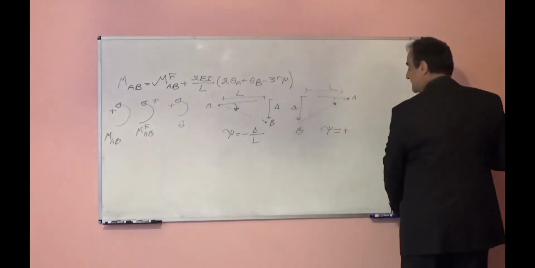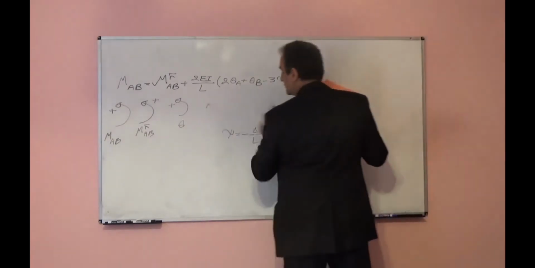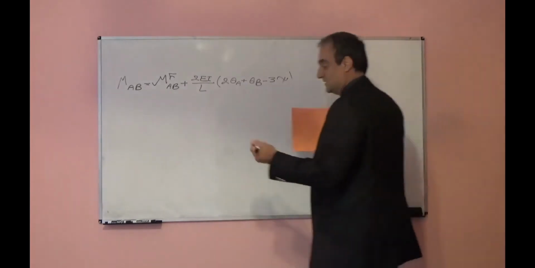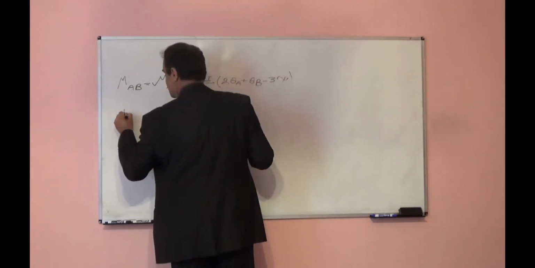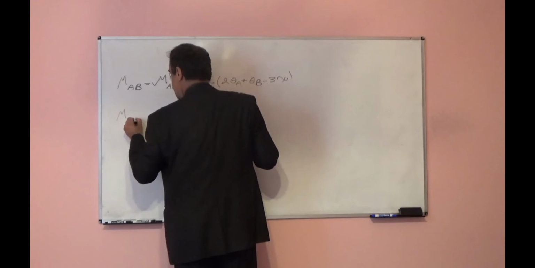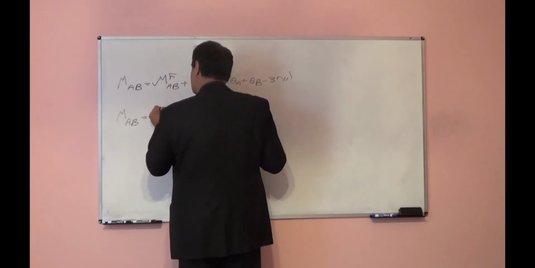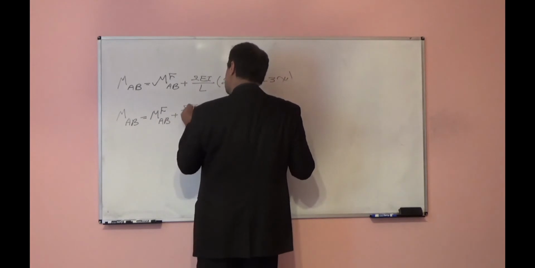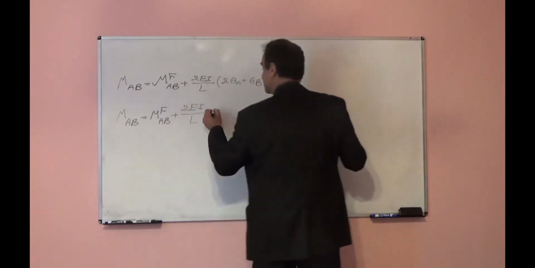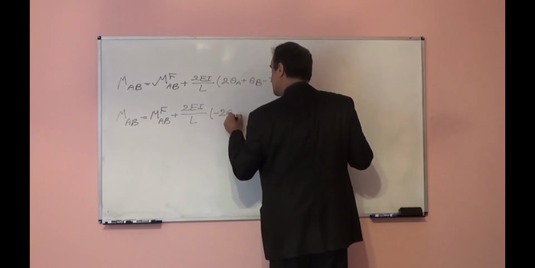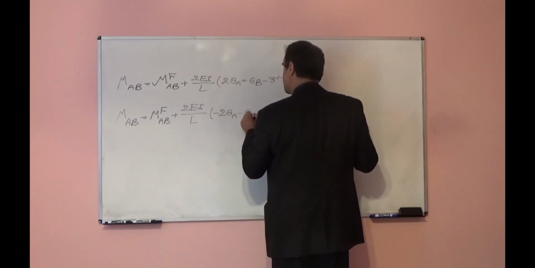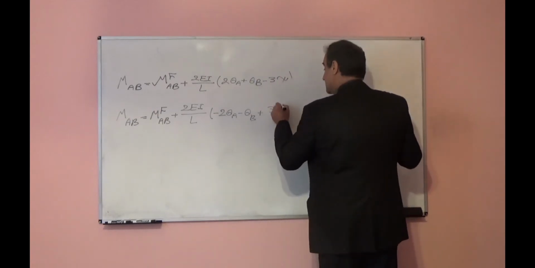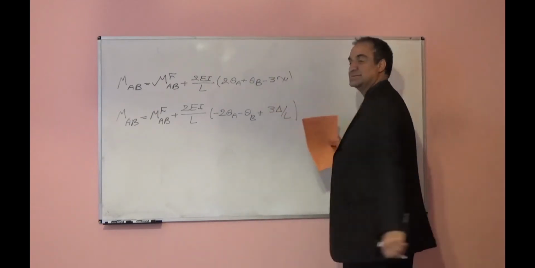If you watch the first video, I wrote the formula like this. It is the same thing. Maybe I should emphasize that. MAB is equal to M fix AB plus 2EI over L times (minus 2 theta A minus theta B plus 3 delta over L). It is the same thing.